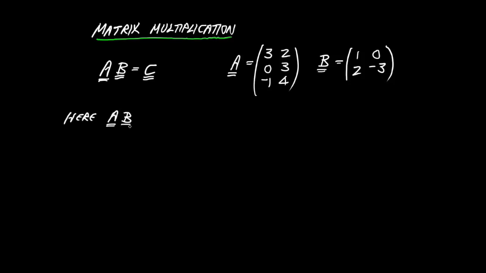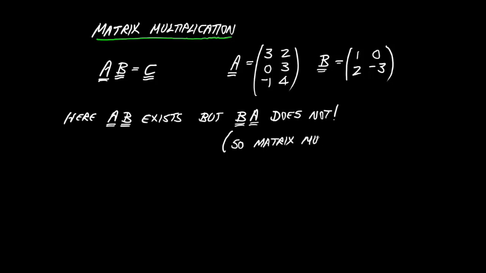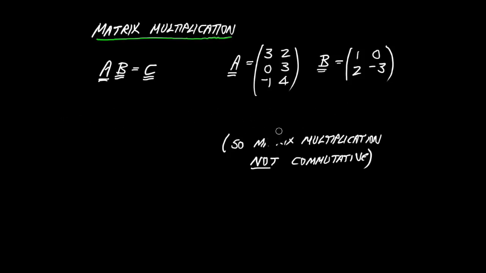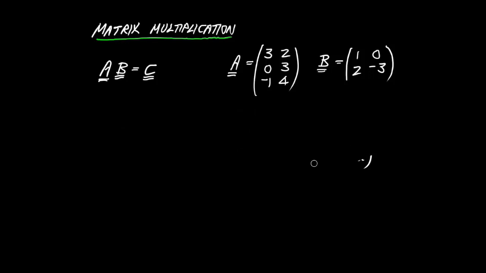Here I've chosen them such that AB, that multiplication, will work. It will exist. But actually, if we try it the other way round, it will turn out that the product of those two matrices doesn't even exist. It's not a well-defined thing. So this is an extreme case of an operation not being reversible in its order. In other words, matrix multiplication is not commutative. Okay. So let's just erase that and go ahead and see how the multiplication actually works.